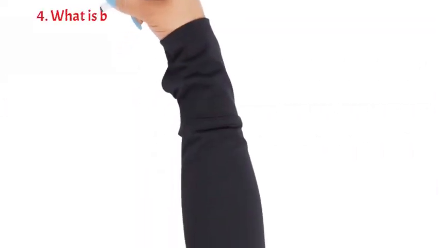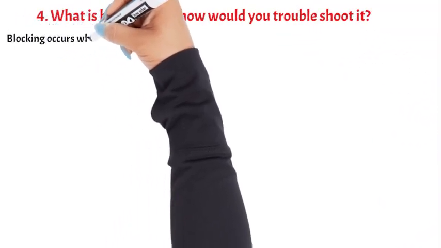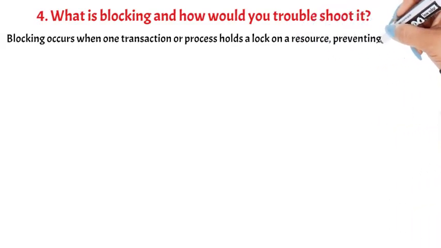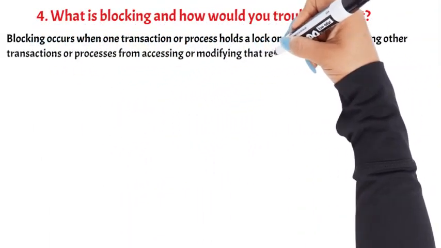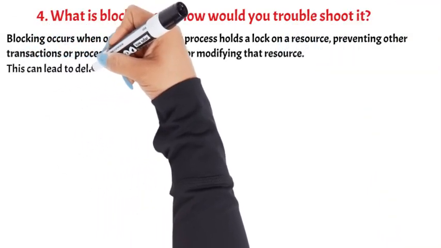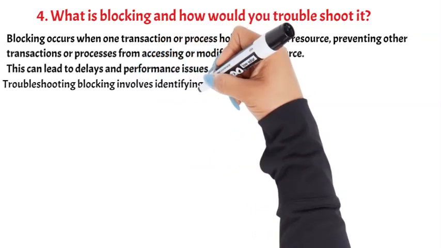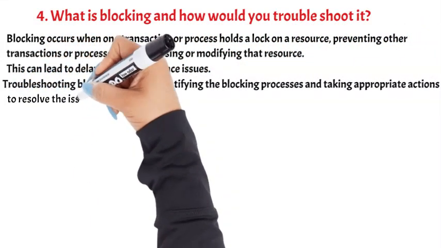4. What is blocking and how would you troubleshoot it? Blocking occurs when one transaction or process holds a lock on a resource, preventing other transactions or processes from accessing or modifying that resource. This can lead to delays and performance issues. Troubleshooting blocking involves identifying the blocking processes and taking appropriate actions to resolve the issue.